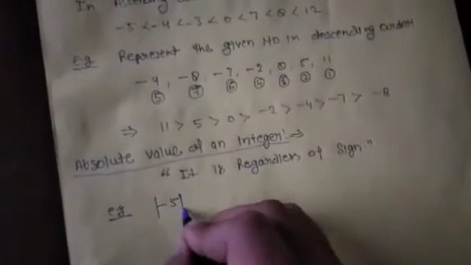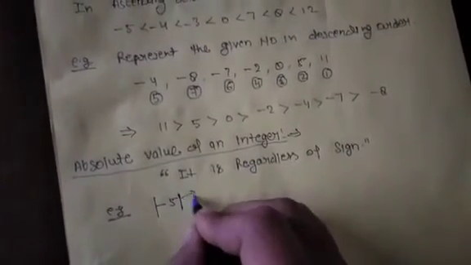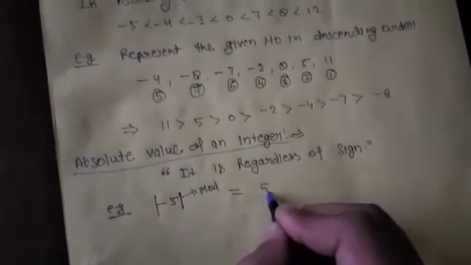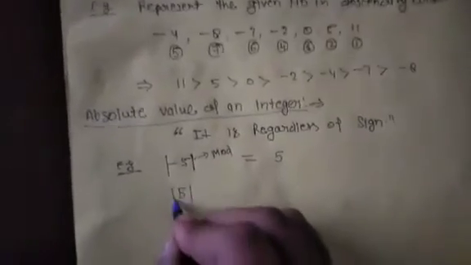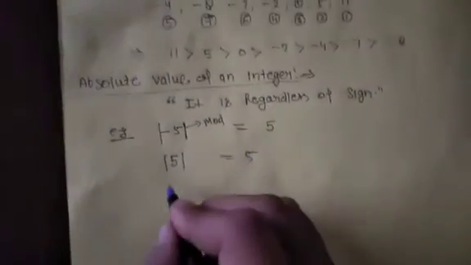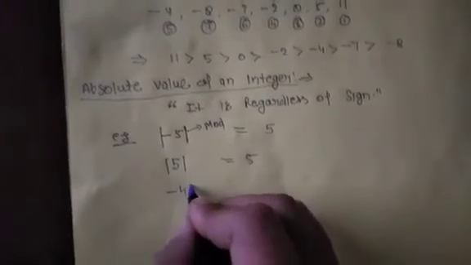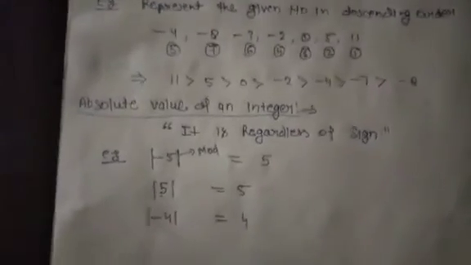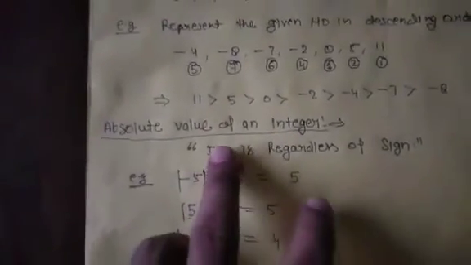It is represented by this mod. It is read as mod. So the absolute value of -5, since it is regardless of sign, will be 5. Similarly, we can find the absolute value of 5. It will also be 5. We may find the absolute value of -4. It will be 4. Children, we can see here the absolute value of any integer is regardless of its sign.